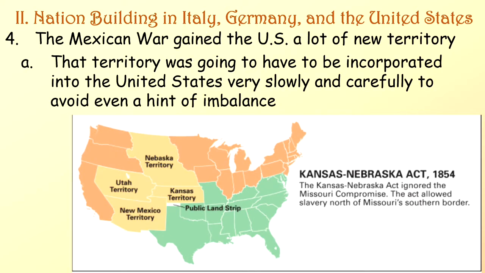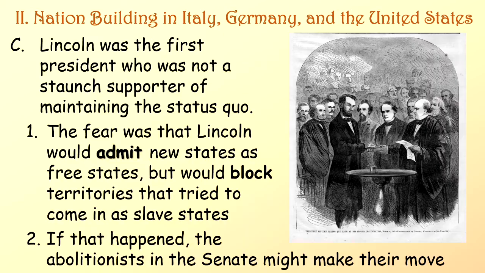The Mexican War gained the U.S. a lot of new territory, and that territory was going to have to be incorporated into the United States very slowly and carefully to avoid even a hint of imbalance. Lincoln was the first president who was not a staunch supporter of maintaining the status quo. The fear was that Lincoln would admit new states as free states, but would block territories that tried to come in as slave states. And if that happened, the abolitionists in the Senate might make their move.